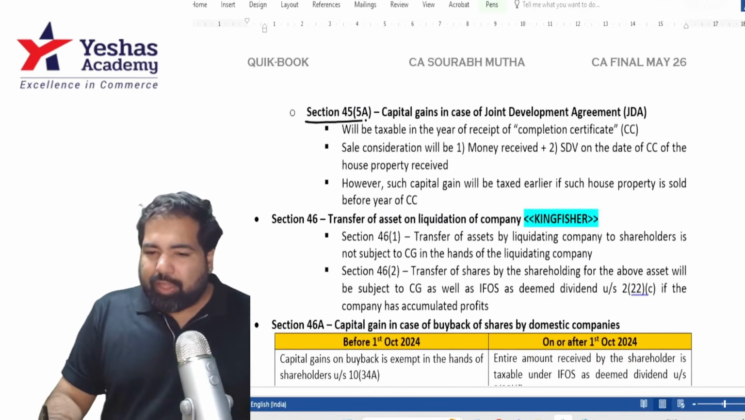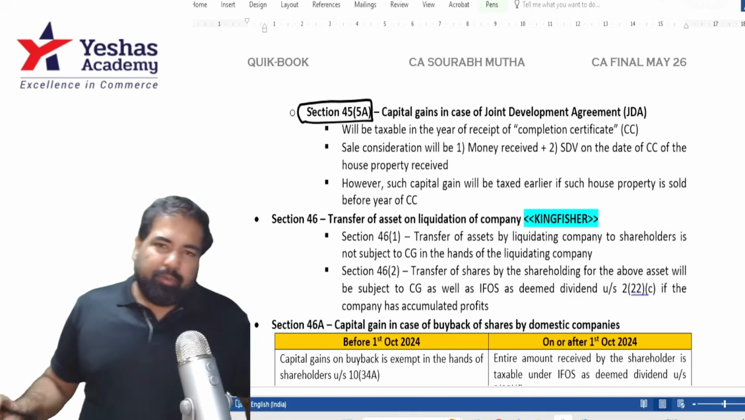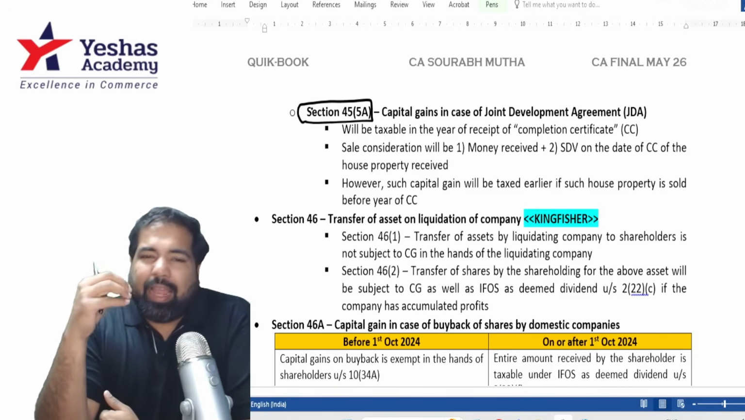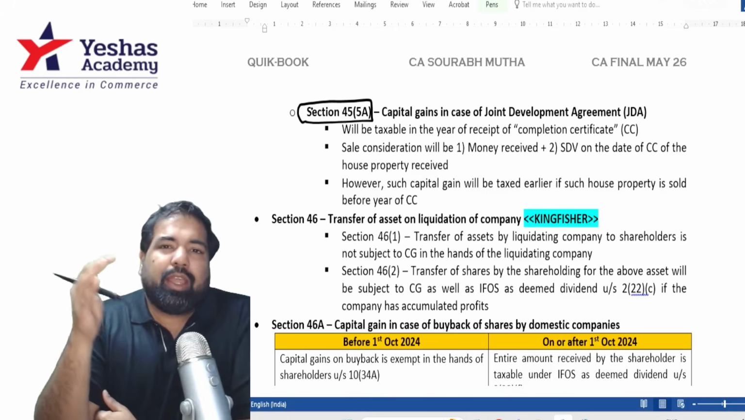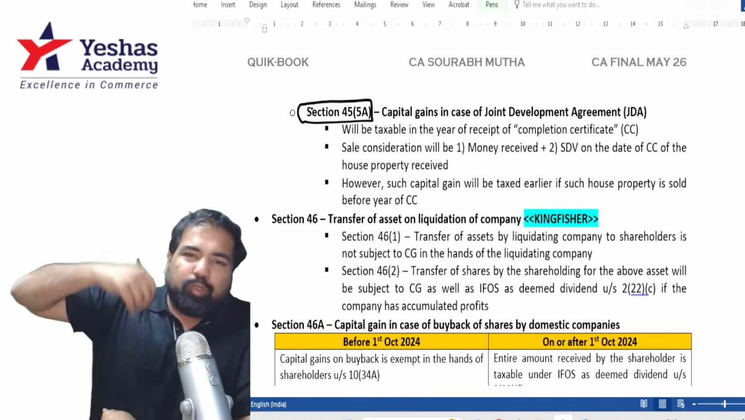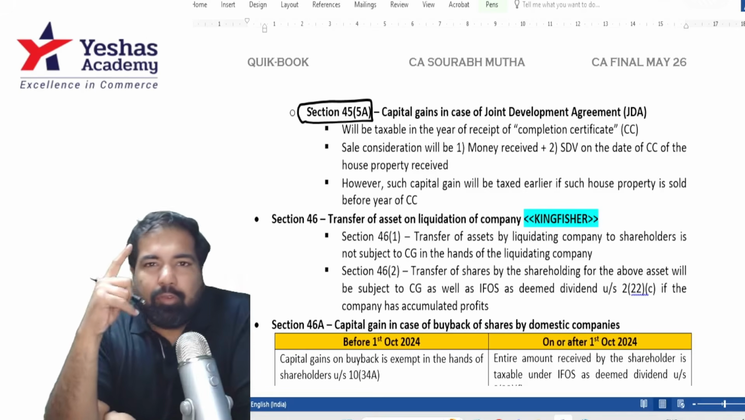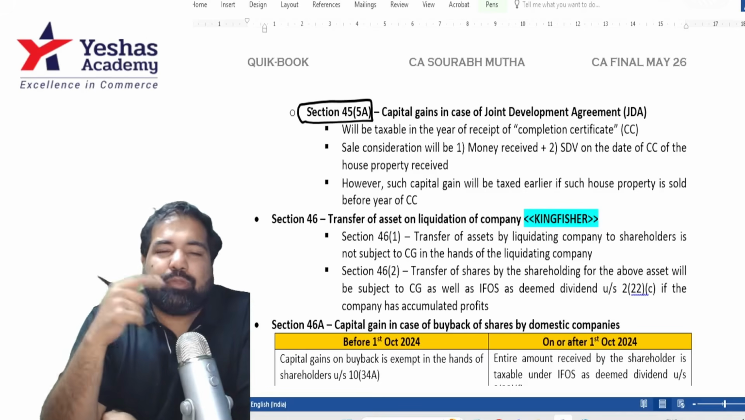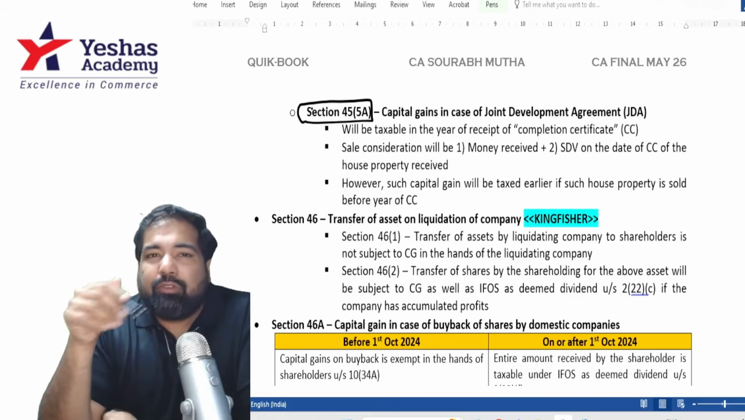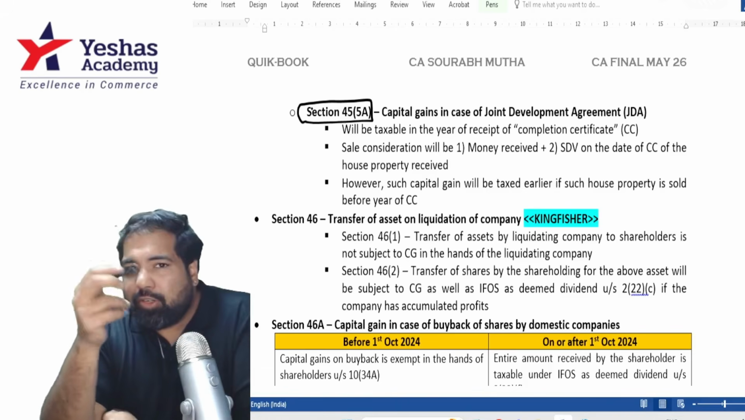Next is 45(5)(a). This is basically a joint development agreement. Now, what is a joint development agreement? Let me explain. I have a piece of land, I want to develop it, but I don't have the money. So I shake hands with the builder and I tell the builder, listen, let's do it jointly. You build the building, you take my land, and in place of my land, you give me 5 flats in that apartment. Now, in that case, will there be capital gain? Yes, because you're giving away land and you're getting flats. Your land was worth, let's say 10 crore, but the flats are worth 15 crore. Your gain is 5 crore.